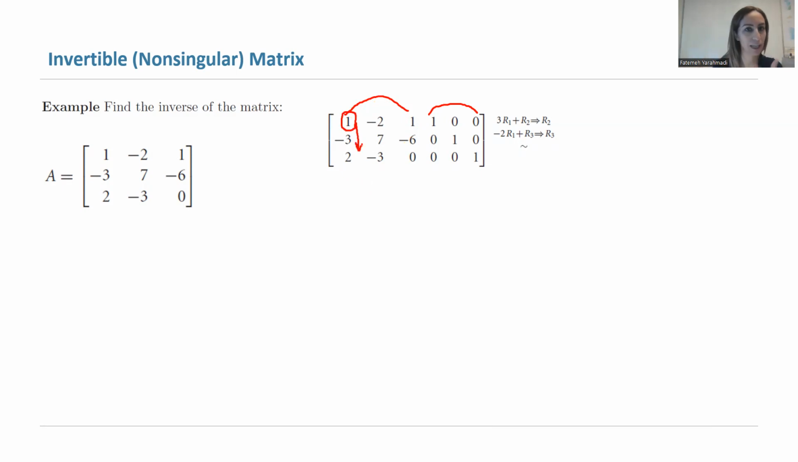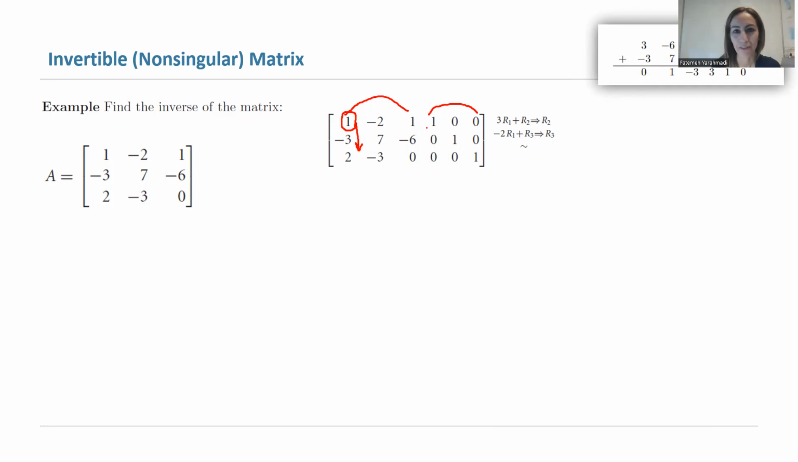So we have to apply elementary row operations like multiplying the first row by 3 and adding that to the second row, multiplying the first row by -2 and adding it to the third row. Take a look at the algebra. Multiplying the first row by 3 gives you 3, -6, 3, 3, 0, 0. Add that to the second row. It creates a new second row for you.